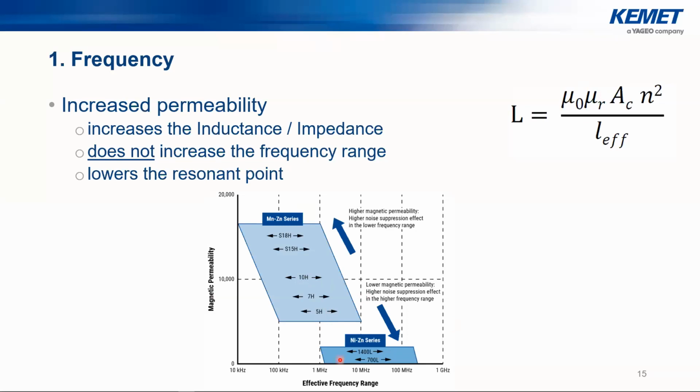If you are using nickel zinc material, which has a higher frequency range, this means that the maximum magnetic permeability is much lower than what is possible with manganese zinc. And this could be a problem, because here you cannot get the same impedance or inductance value. So also here you can see, by using a different material, you have a different behavior, not only in the frequency range, but also in the maximum magnetic permeability. And the maximum magnetic permeability describes the inductance. So also here you have to look twice.